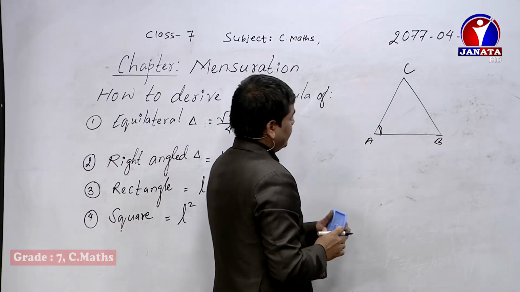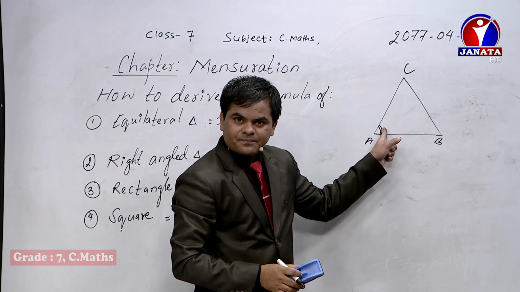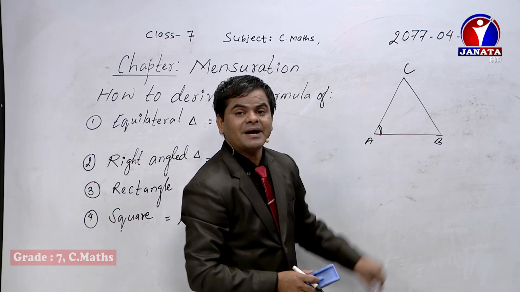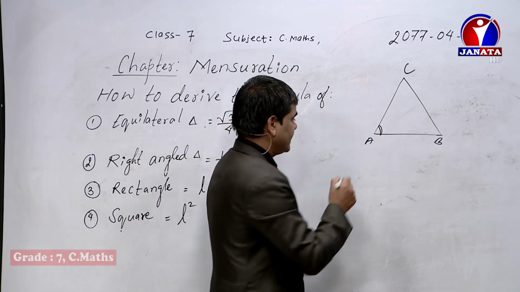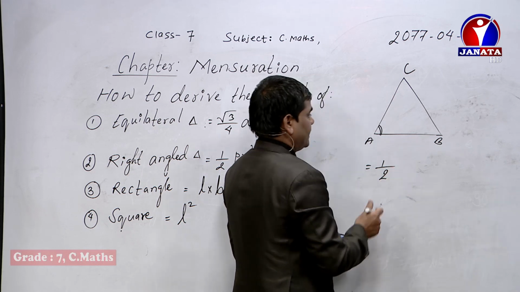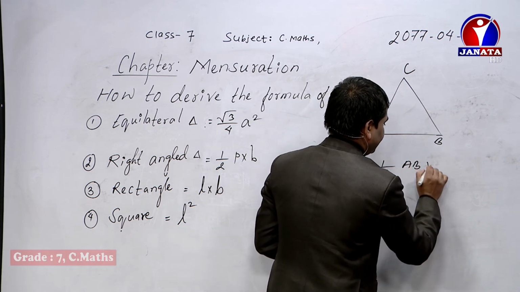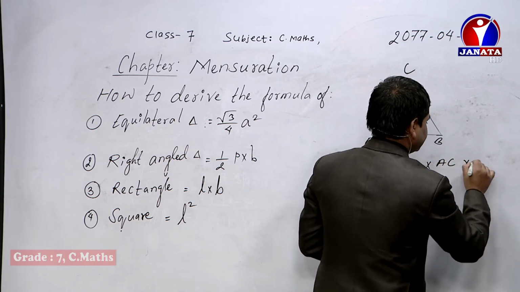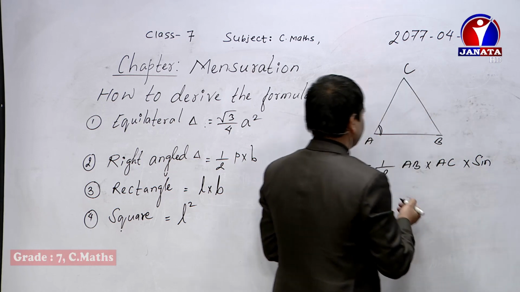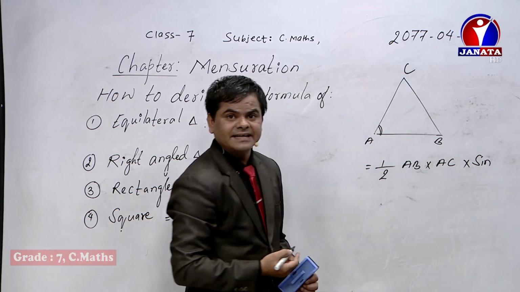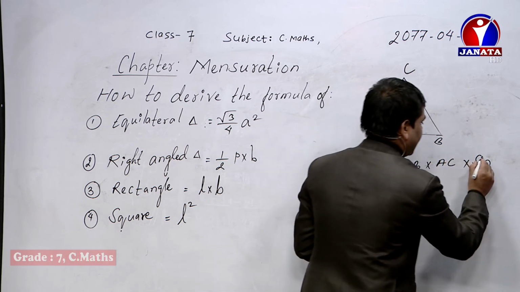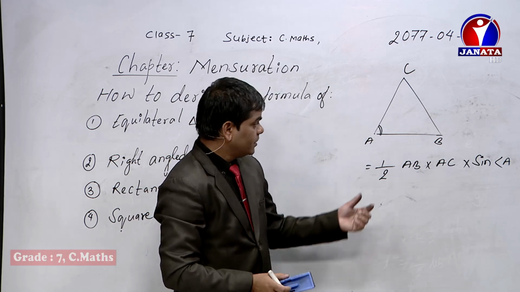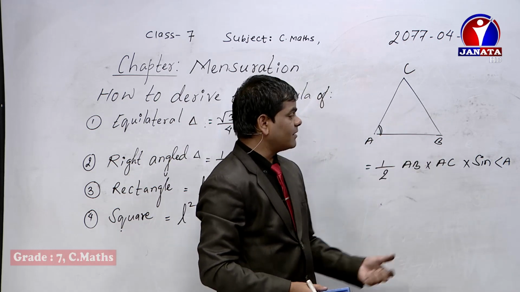Now, look at the angle, and the product of the adjacent sides to that angle we need to take. It means 1 by 2, one side is AB, so AB into another side AC, and the middle angle, in terms of sine, we use sine. How many degrees? Here no degree is mentioned. So at that time you can write it as angle A. At any cost we need to use the middle angle. So this is the formula of a general triangle having one angle.